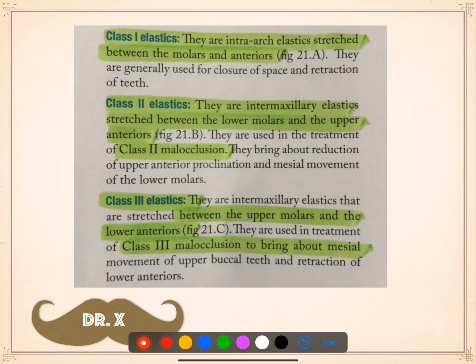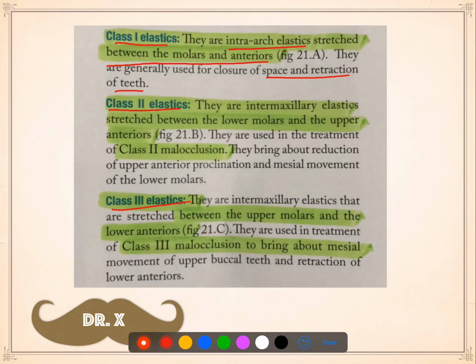Next, about the elastics, this is the orthodontics part. So class 1, class 2, class 3 elastics. Class 1 are intra-arch elastics, which are stretched between the molars and the anteriors. They are generally used to close spaces and for retraction of the teeth.